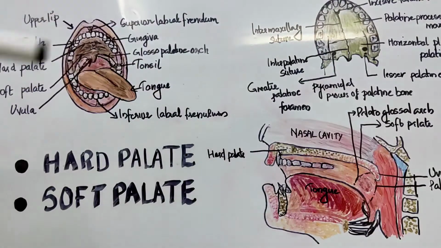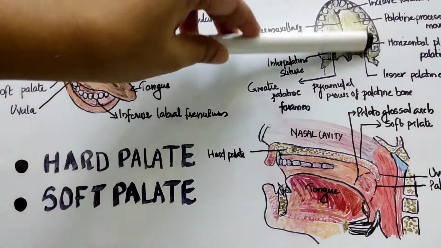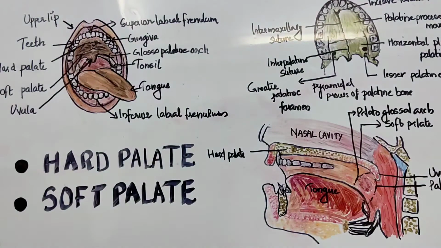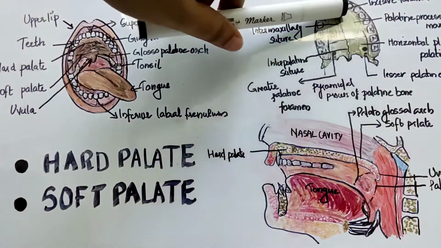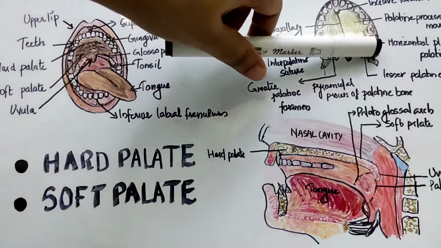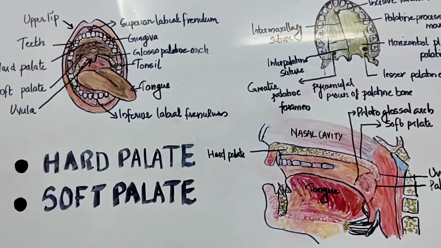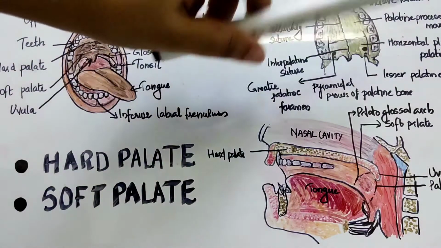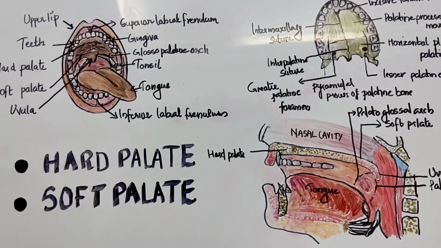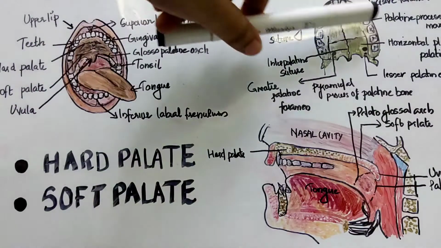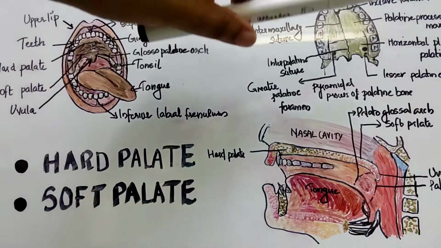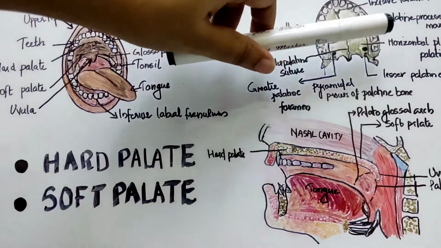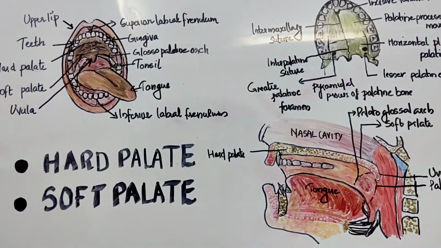Which are the bones involved in the formation of the hard palate? There are two bones involved. They are the palatine process of maxilla and the horizontal plate of the palatine bone. The anterior two-thirds of the hard palate is formed by the palatine process of maxilla, and the posterior one-third is formed by the horizontal plate of the palatine bone.